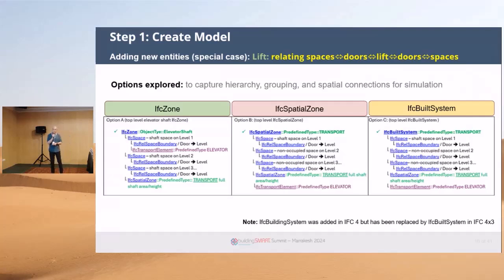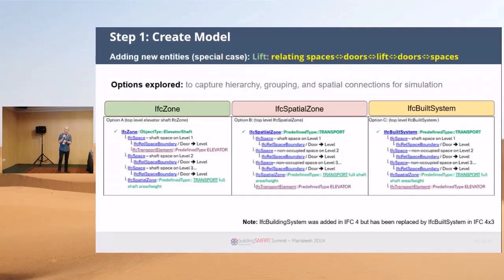Spatial zone didn't work because it was primarily intended for one level, I believe. The built system, in principle, is probably the best one to use, but it's so new we couldn't get anything to work with it at this stage. The built system was only introduced, I think, this year, and some of the lift designs we saw used the building system in IFC4, but that was deprecated and replaced with built system. So we chose IFC zone simply because we could make it work. So we used the IFC zone in the project.